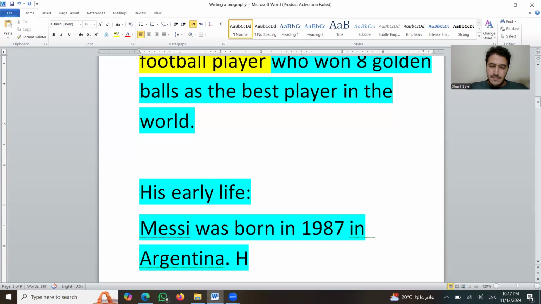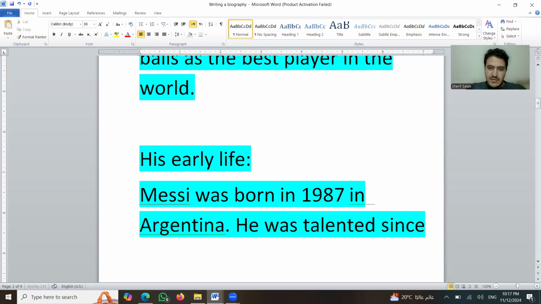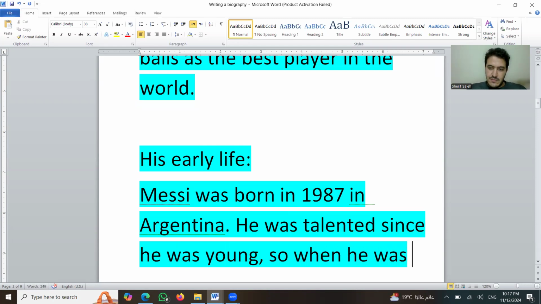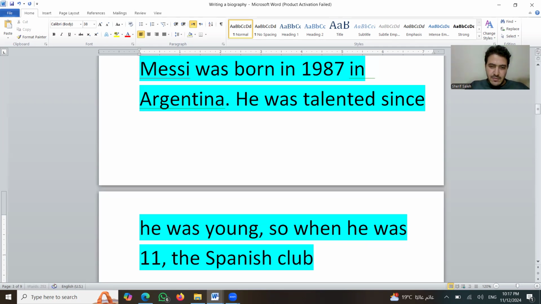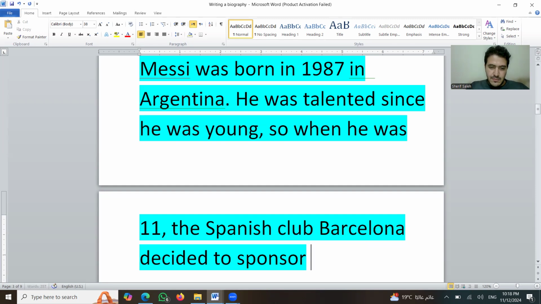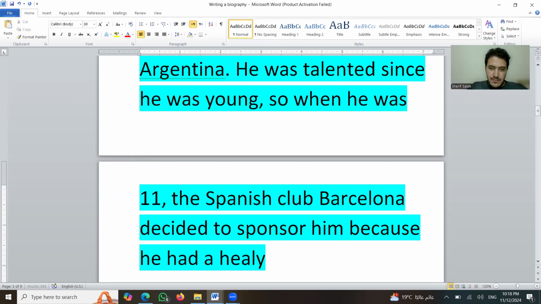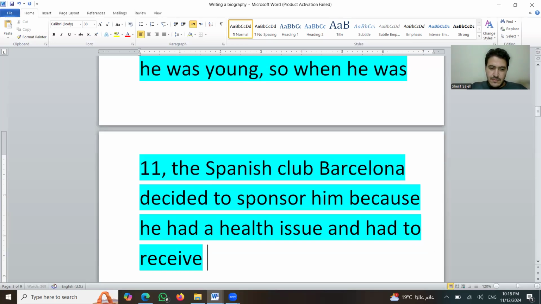So we could say that he was talented since he was young. So when he was 11, let's say, the Spanish club Barcelona decided to sponsor him. Sponsor him means to take care of him or to spend money on him to help him because he had a problem. So, because he had a health issue and had to receive treatment, for example.